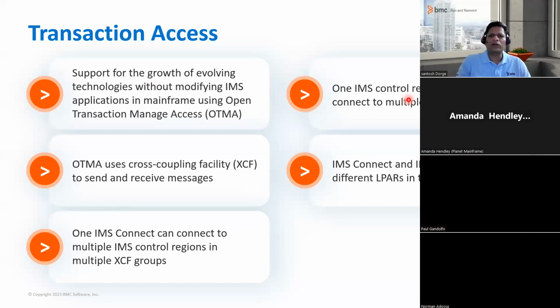One IMS control region can connect to multiple IMS Connects. So it's like one-to-one, one-to-many, or many-to-one connections can happen between the IMS control region and IMS Connect address space. IMS Connect and IMS can be on different LPARs in the same sysplex.